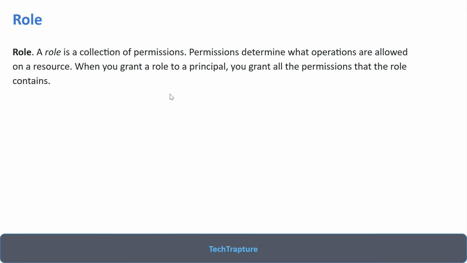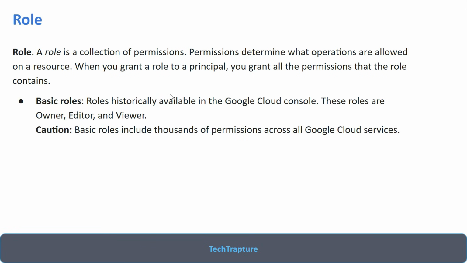And in Google Cloud there are three types of roles. First is basic roles. Whenever you create a Google Cloud project, these three roles are available: you can give either an owner role, which means all the permissions in your Google Cloud project, or an editor role, or a viewer role. Viewer is a read-only role, so you can view all the resources but you cannot create any resource. Basic roles include thousands of permissions in Google Cloud and all may not be used, so it's not best practice to use basic roles.